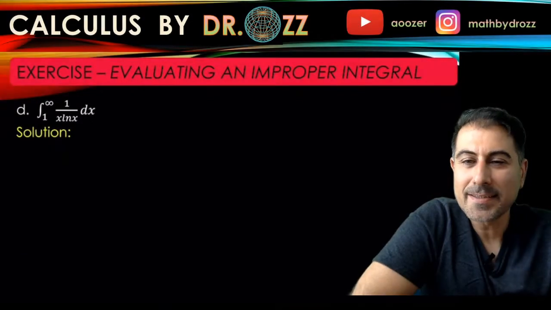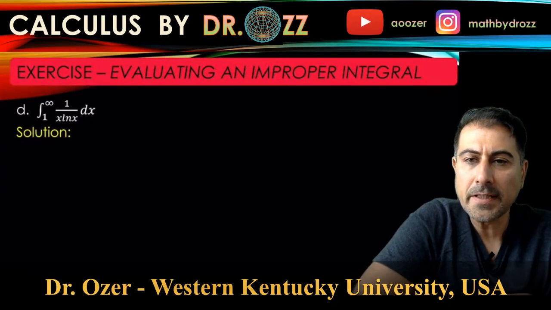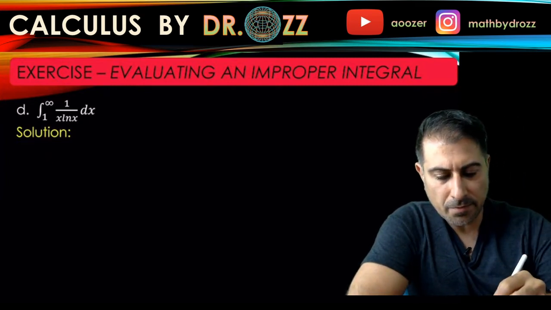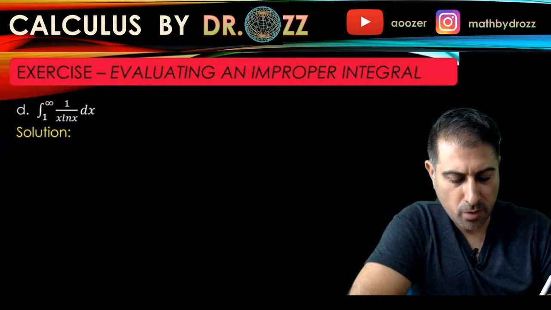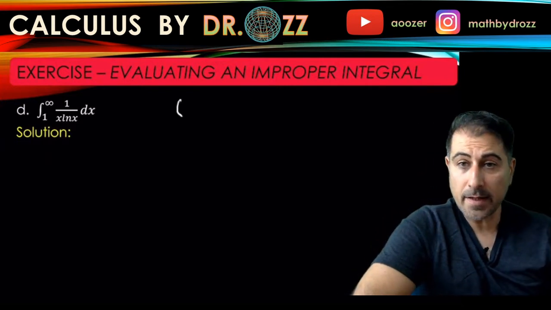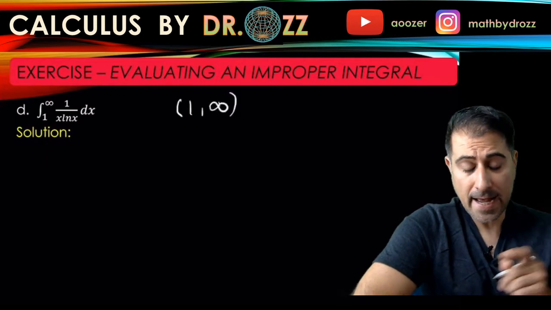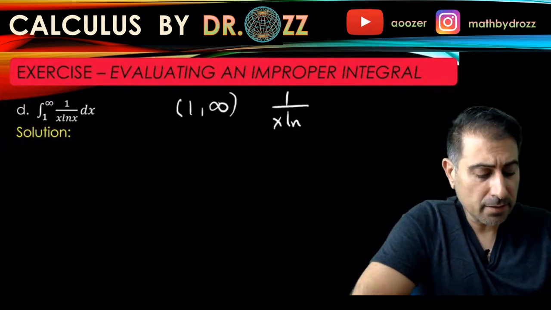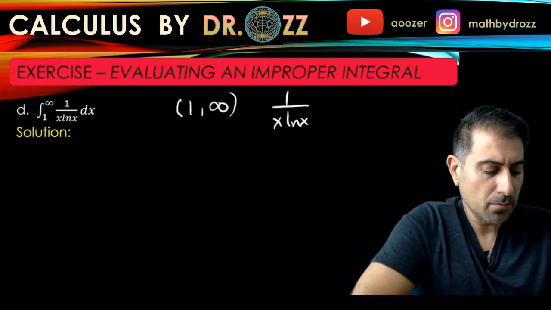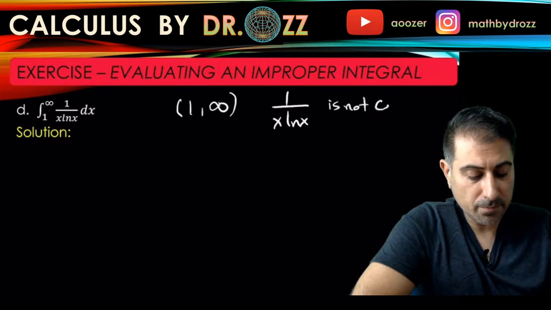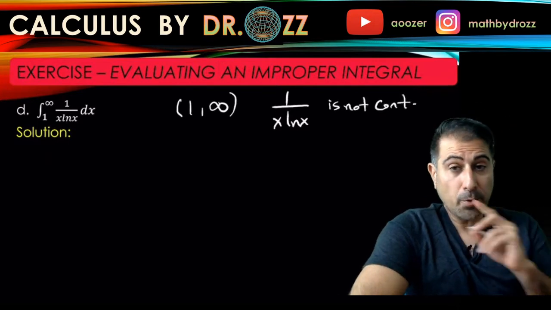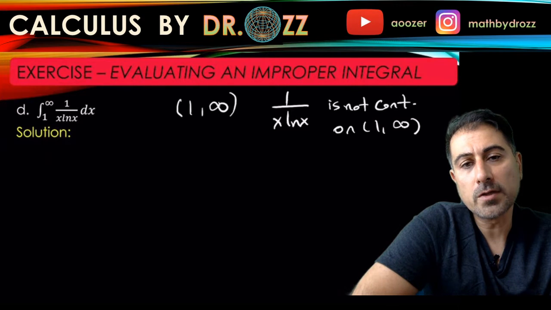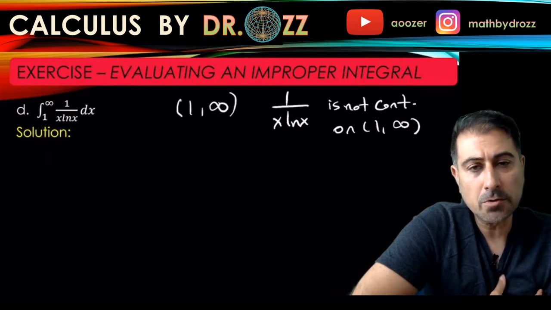All right, let's start. We have the integral from 1 to infinity of 1 over x ln x dx. The interval of integration is 1 to infinity, and that infinity makes this integral improper. But not only that, the integrand 1 over x ln x is discontinuous on this interval. The problem point is the lower limit, because ln 1 is 0, and 1 over 1 times ln 1 is going to shoot you off to infinity.